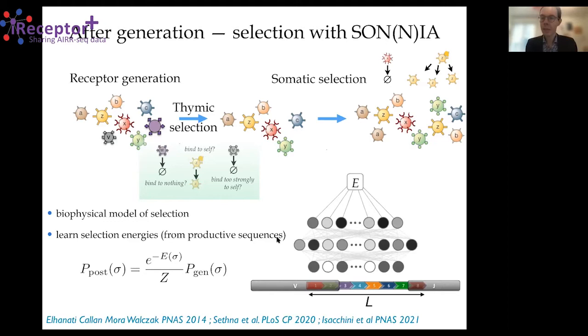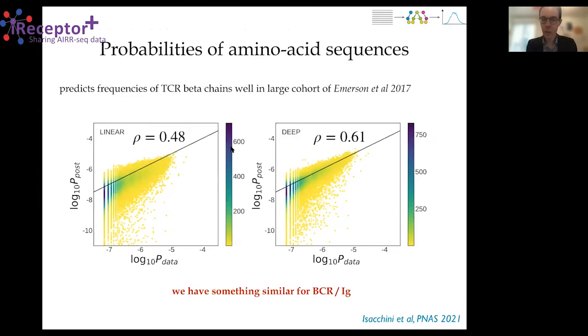And then you can try to see whether the model is actually predictive, right? And so that's what I'm showing here. Here, what this shows is a comparison between the empirical frequency of particular TCR beta clonotypes in a large cohort of 700 people. It's actually the same people I was talking about before, versus on the y-axis our model prediction, right? And so this is for simply the additive model on the left, and on the right we get a significant improvement if we use this deep neural network model.